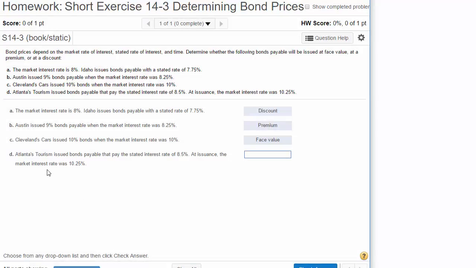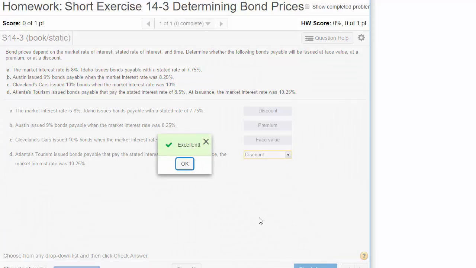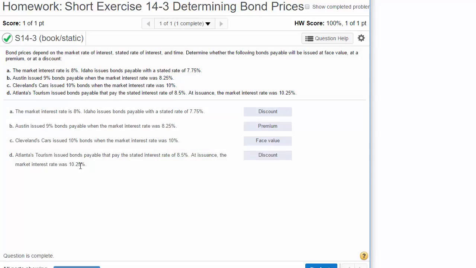Atlanta's Tourism issued bonds payable that pay the stated interest rate of 8.5%. At issuance, the market interest rate is 10.25%. So other bonds are paying a lot higher interest. So to get people to buy our bonds, we were going to have to offer them at a discount, something less than $1,000. In this case, since the difference is so big, something far less than $1,000.